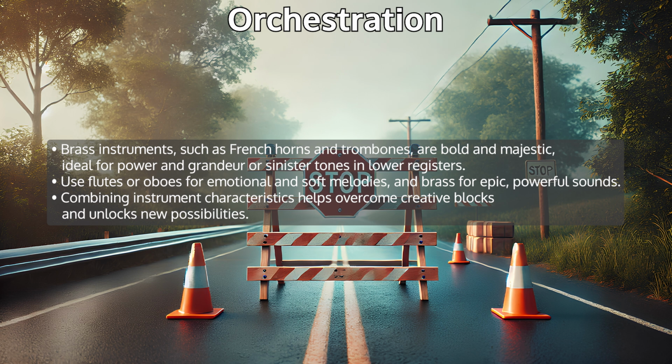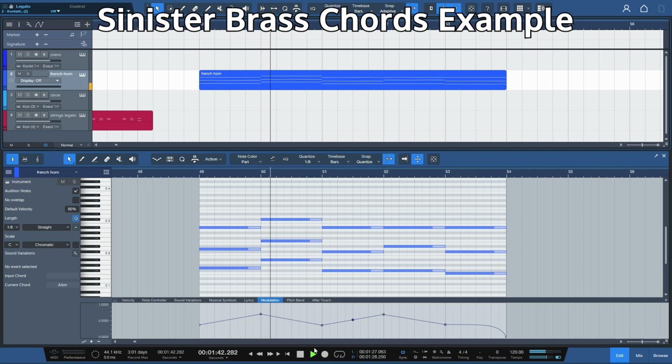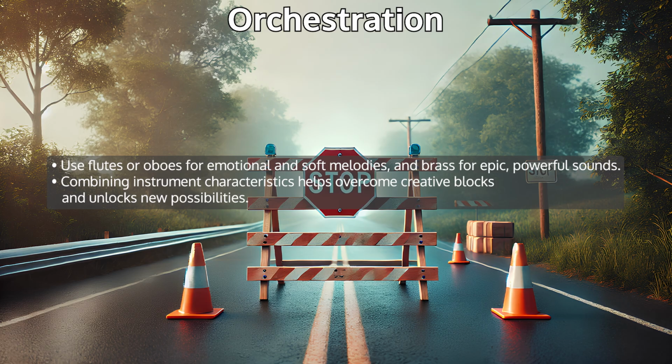Brass instruments like French horns and tenor trombones are bold and majestic. They are ideal for creating a sense of power and grandeur. When played in lower registers, brass can also sound sinister and foreboding. For an emotional and soft melody, you might choose a flute or oboe. On the other hand, if you are aiming for an epic and powerful sound, French horns or tenor trombones would be a great choice.